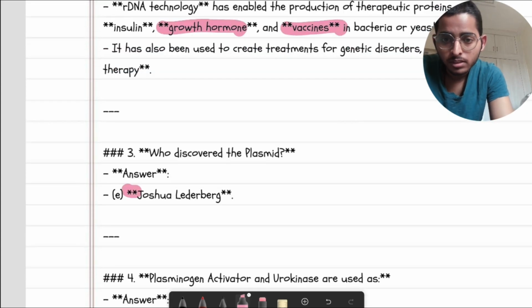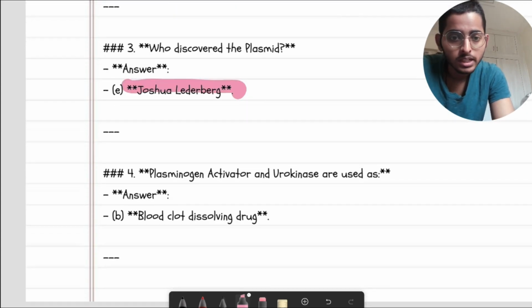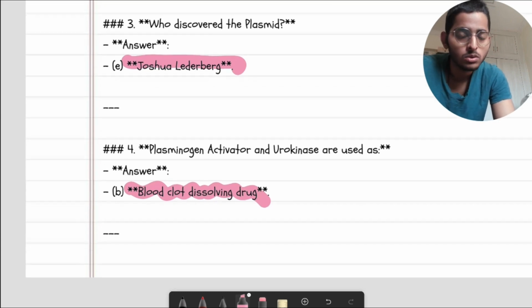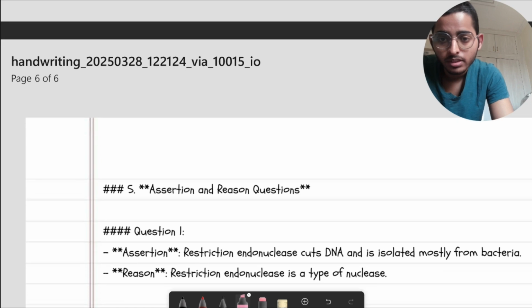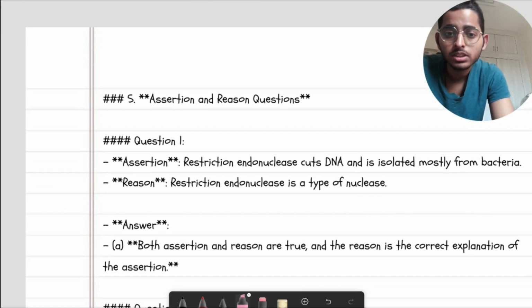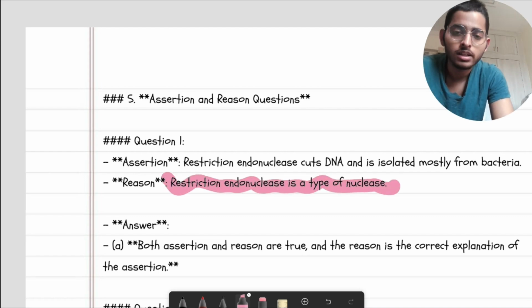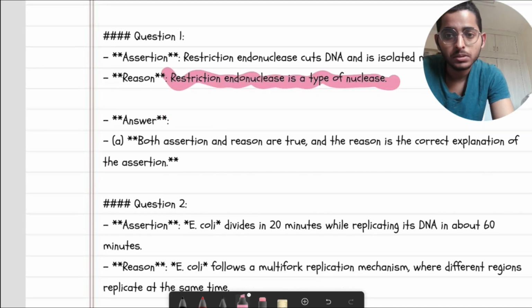Who discovered plasmid? Joshua Lederberg. Plasminogen activator and urokinase are used for blood clotting. This is a blood clot dissolving drug. Plasminogen activator and urokinase are the two proteins we already discussed. This is the assertion: restriction endonuclease cuts the DNA and is isolated mostly from bacteria. That's absolutely correct. Reason is restriction endonuclease is a type of nuclease, which is again a really correct, logically sounding explanation for it. So that's why option A.